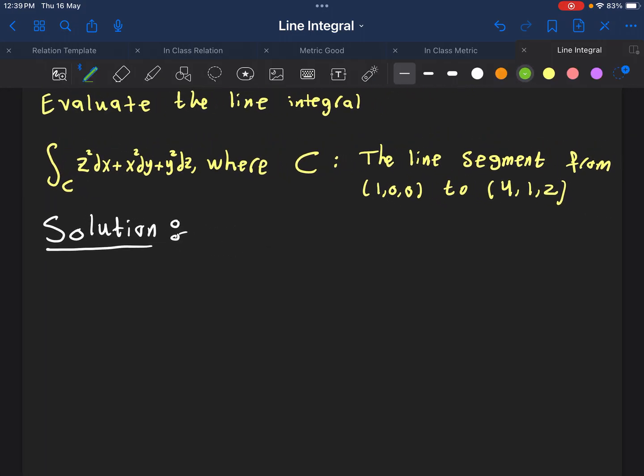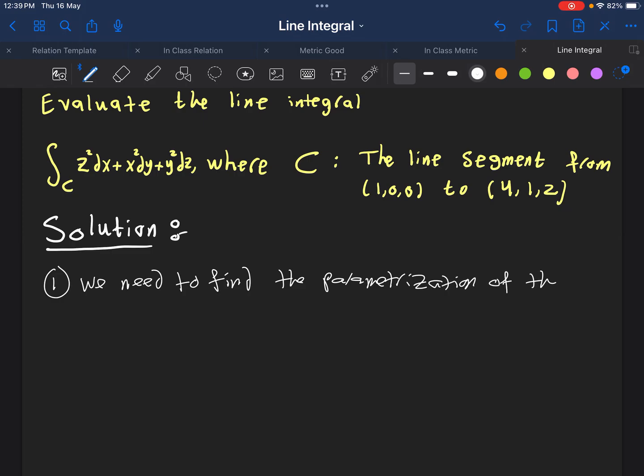Okay, so what we are going to do here, let's go back here. First step, we need to find the parameterization of the curve C. Of course, here I don't have any equation for the curve C except that it's a line segment.